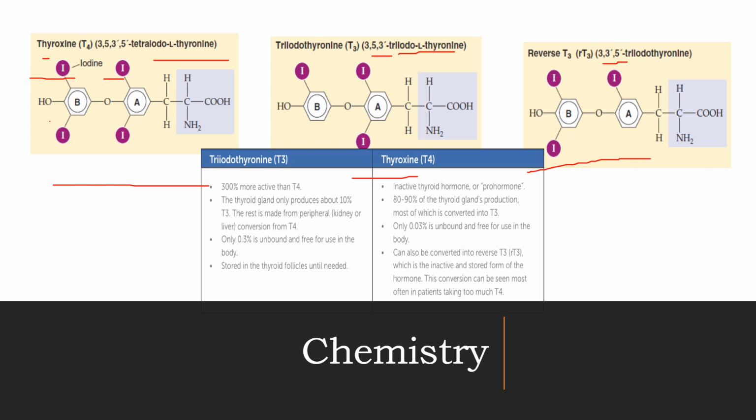And most of this T4 will be converted to the active form, T3, by some peripheral mechanism of conversion. And in T3, it is seen that only 0.3% is unbound and free for use by the body, whereas in case of T4 only 0.03% is unbound and free for use in the body.